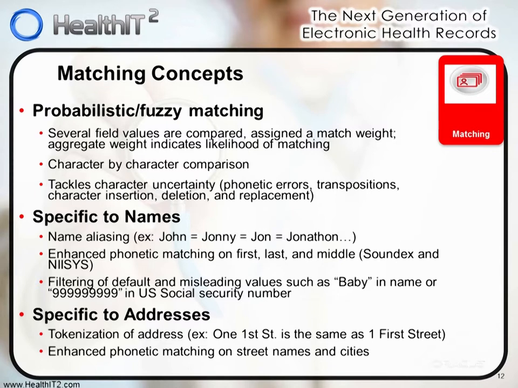Lastly, we also talked about how we tokenize the address. And that's important because we can see here, again, another example of the exact same address represented two different ways. And again, we can apply phonetics on just about any field. So in some cases, we will do that on the street names as well as the cities.